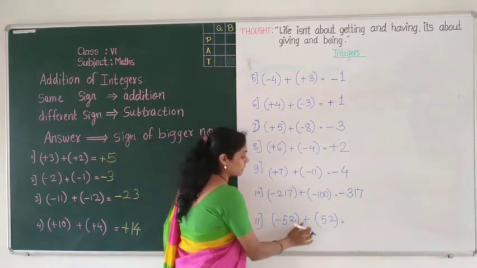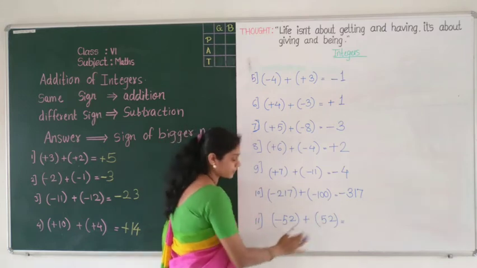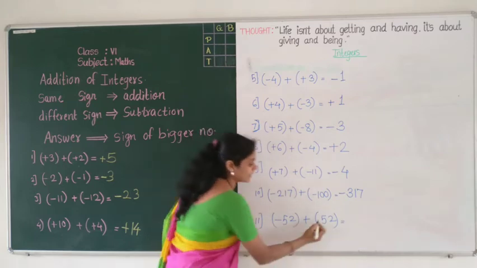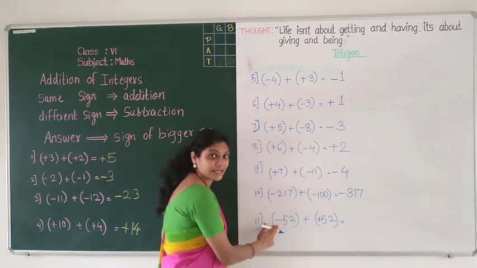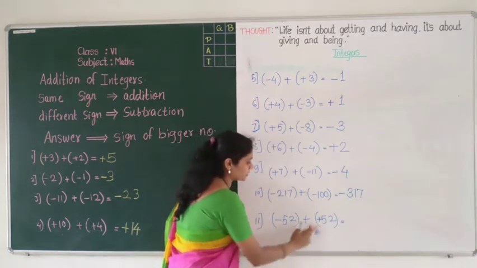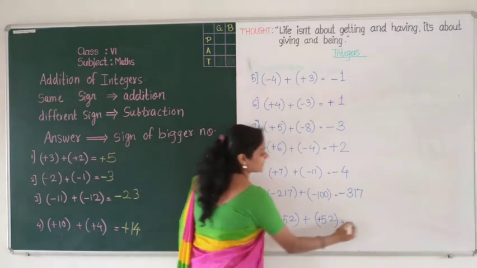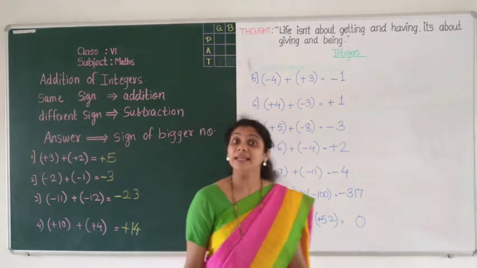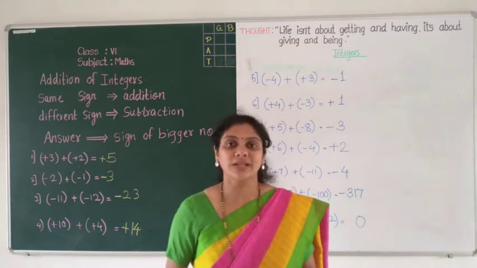Negative 52 plus positive 52. Okay, so 52, 52. Here they don't give us any sign, which means it is positive. Now you can see positive and negative signs are different, so we have to do subtraction here. So 52 minus 52 is 0, and we know that 0 does not have any sign. So like that we have to solve the addition.